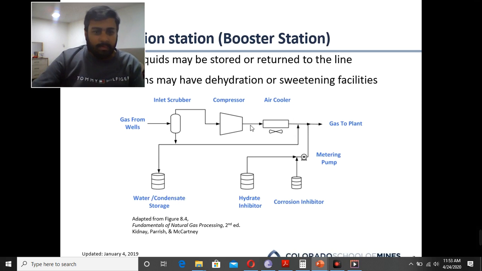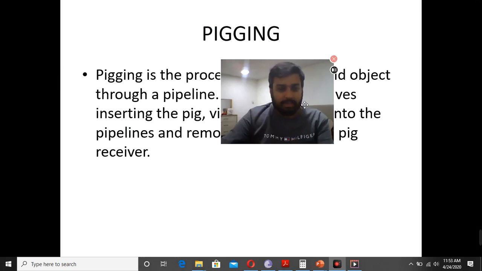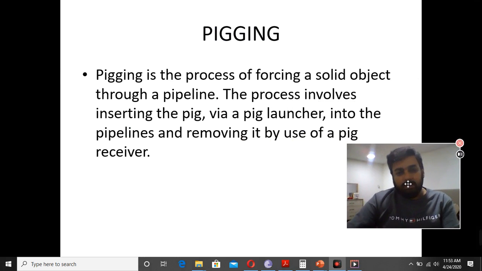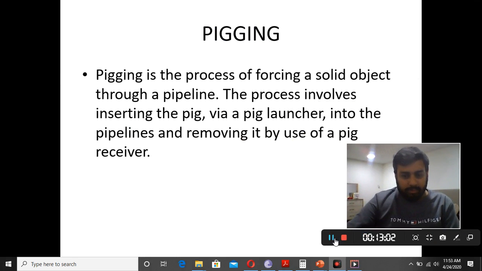Okay, so now in the main diagram, we remove the liquids from here, we compress the gas, the compressor makes heat, then we have the air cooler which reduces its temperature, then the gas goes to the plant. At the same time, we inject the hydrate inhibitors and corrosion inhibitors. That's the main inlet operation diagram. Then let me show you a video on it.